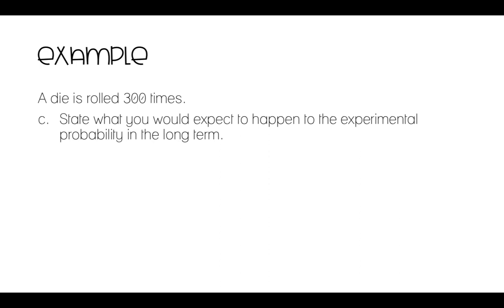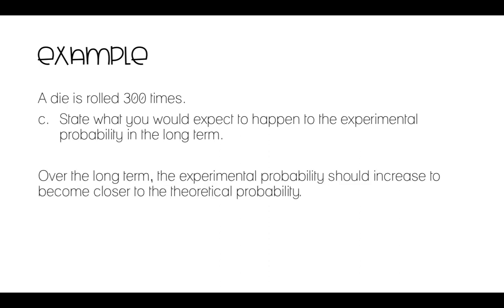So let's state what we would expect to happen to the experimental probability in the long term. The more we do the experiment, the closer to the theoretical probability we would get. So because our experimental probability is slightly less than our theoretical probability, as we completed this experiment more times, we would find that the experimental probability should increase to become close to the theoretical probability. Because over a really long period of time or over a lot of experiments, we would expect those two to become closer and closer.